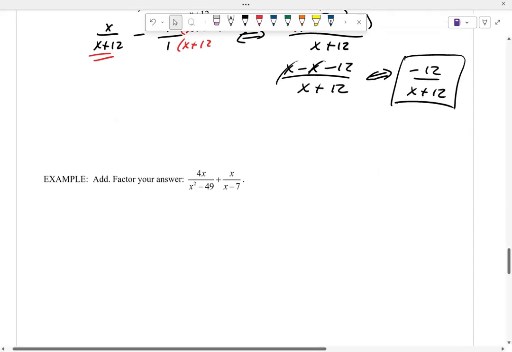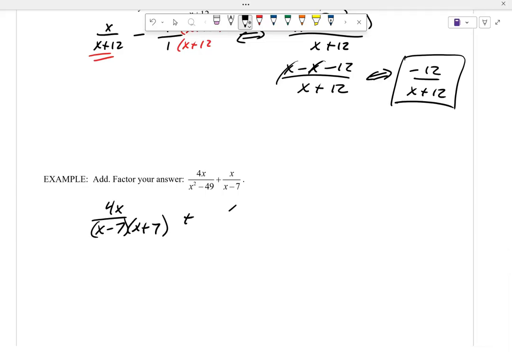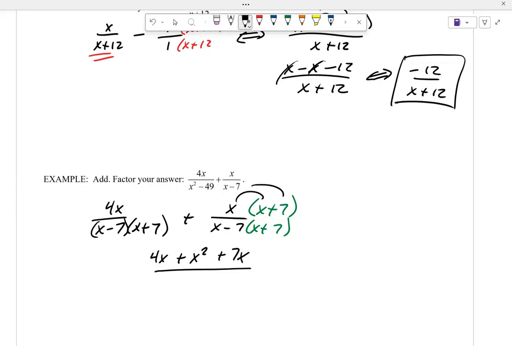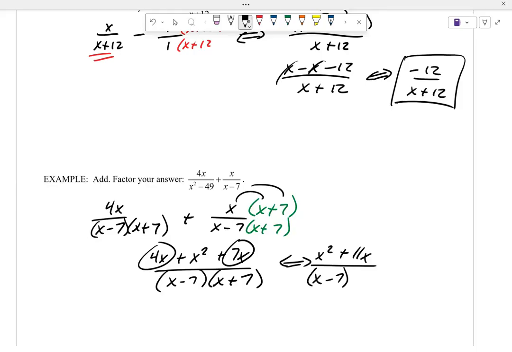Similarly, on this next one here, we have 4x, factor that: (x minus 7)(x plus 7). Over here, I've just got an x minus 7, so I'm missing an x plus 7. And then now we've got that common denominator. I'm going to distribute that, all over that common denominator. And then combine like terms, so we've got x squared plus 11x, which I can take an x out of, but nothing cancels, so we're just all done here.